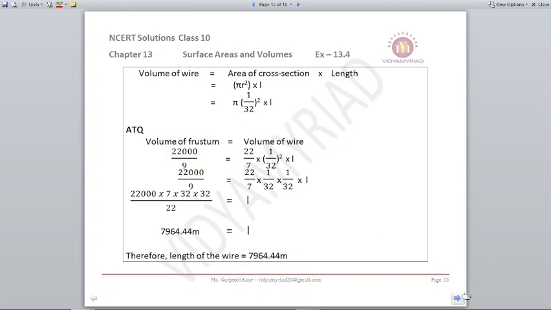Volume of the frustum we have already found out, that is 22,000 upon 9. This will be equal to 22 upon 7 into 1 upon 32 the whole square into L, where L is the length of the wire. On solving this, we will get 7964.44 meters. This will be the length of the wire that will be required to make that shape.